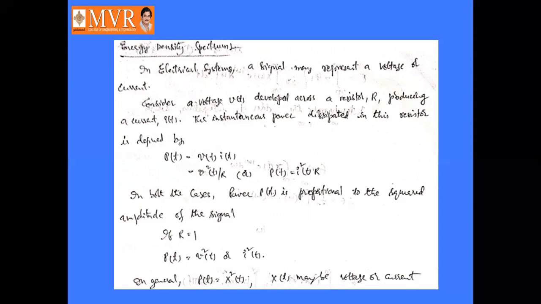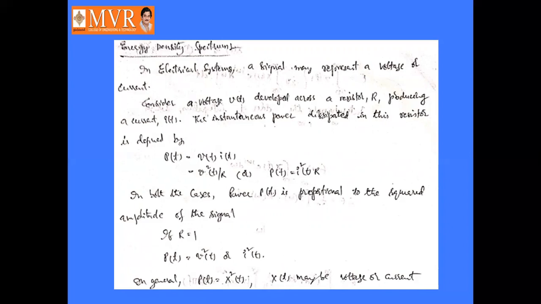So if we replace I of t by V of t by R, then it will become V square t by R. Or if we replace V of t by I of t into R, then it will become I square t into R. In both cases, power P of t is proportional to the square amplitude of the signal, either voltage square or current square.